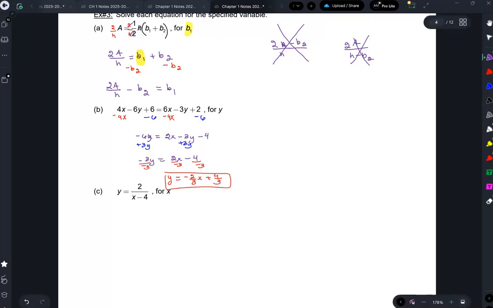Okay? But also, from here, you could have just divided the whole thing. So you could have also said, this is 2x minus 4 over negative 3. That would have also worked. Okay?